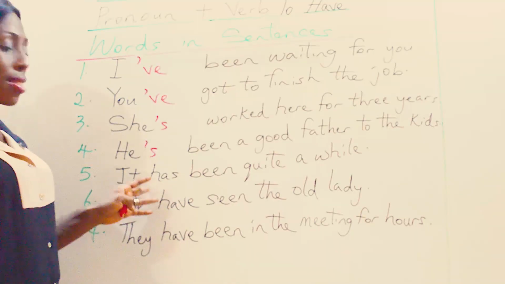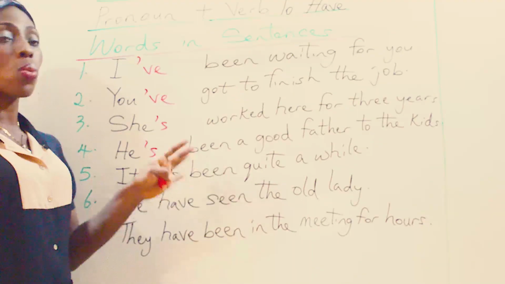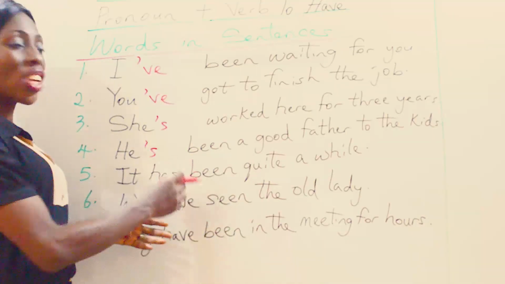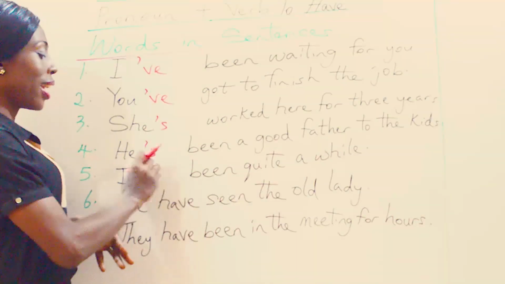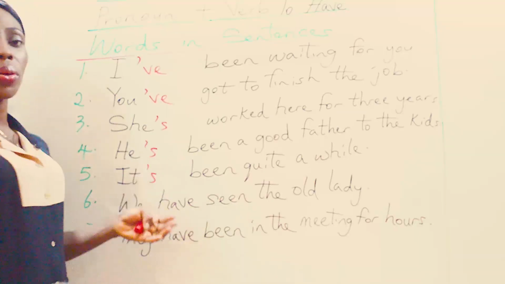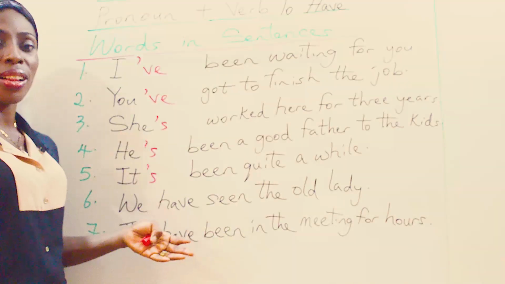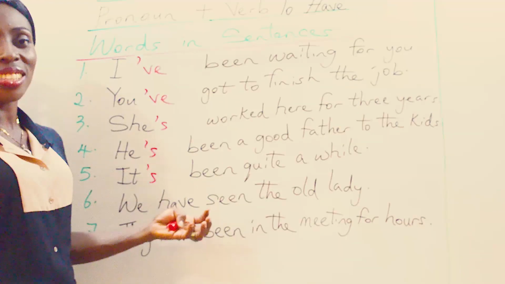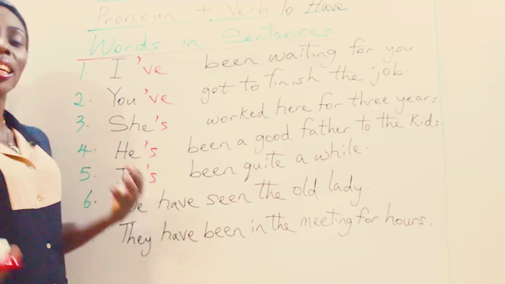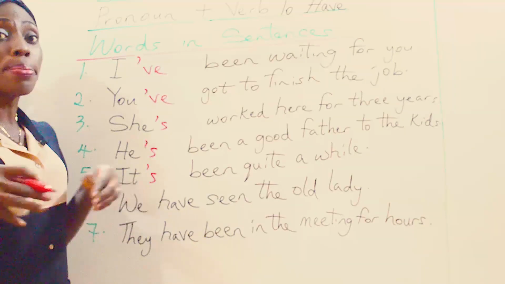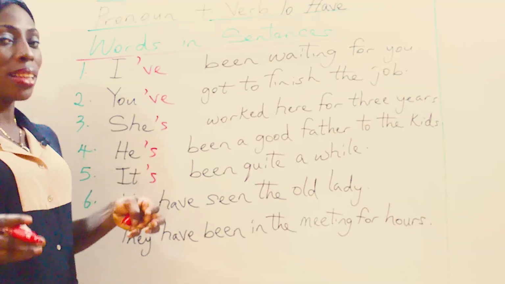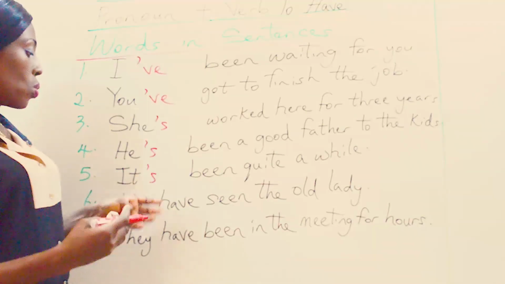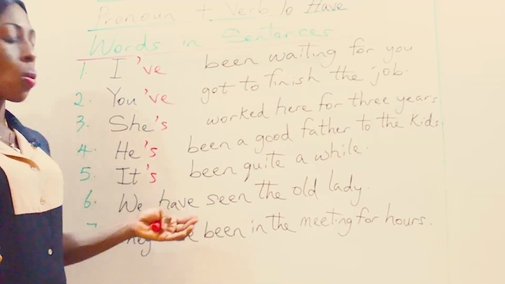Let's look at the next. "It has been quite a while." When we change it, it becomes it's. So "It's been quite a while." "It's been ages." Not "it is been," but "it has been." So it has been has changed to it's. "It's been ages. It's been quite a while."